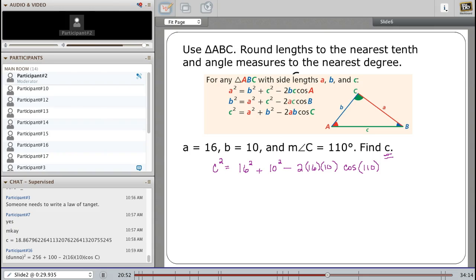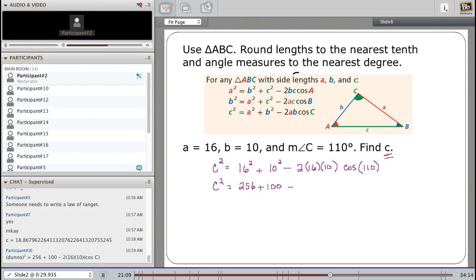So the next part, this is where it gets a little tricky. Just be real careful here. You're using Please Excuse My Dear Aunt Sally. So we want to do 16 squared, 256, plus 100.